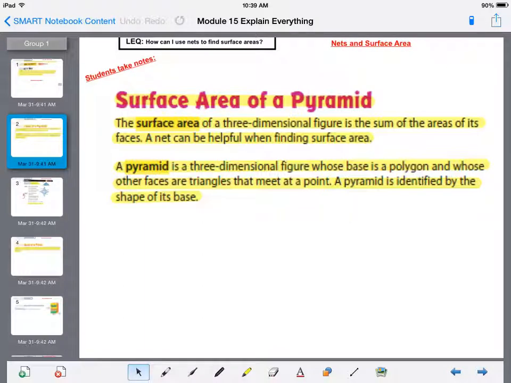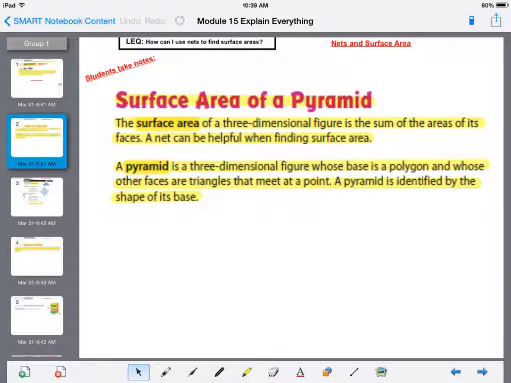The surface area of a three-dimensional figure is the sum of the areas of its faces. So what you would do to find surface area is find the area of each face in that three-dimensional figure, and then add them all together. A net can be helpful when you're finding surface area because it's easier to see all the faces and all of the areas that need to be added together.